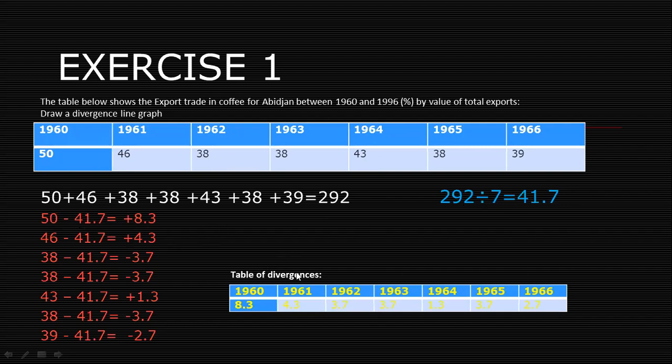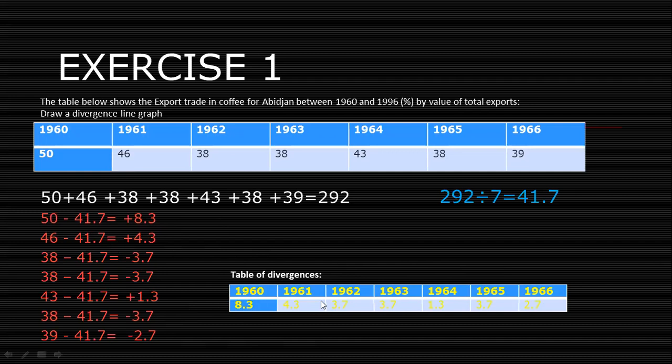Now, the table of divergences. These are the table of divergences. It is important for you to have them here so that you are able to show that this is the table of divergences. These are the calculations you will make. But the table of divergences is like this: positive 8.3, and so on. Even in these ones, we are supposed to put where they are negatives, because it is these ones which we are going to use for the plotting.